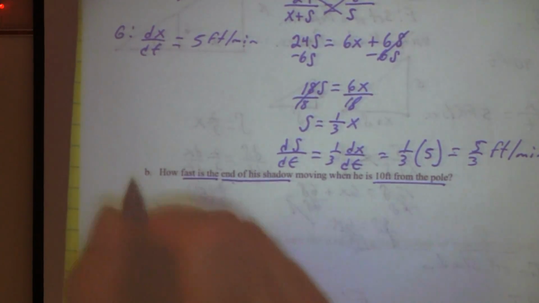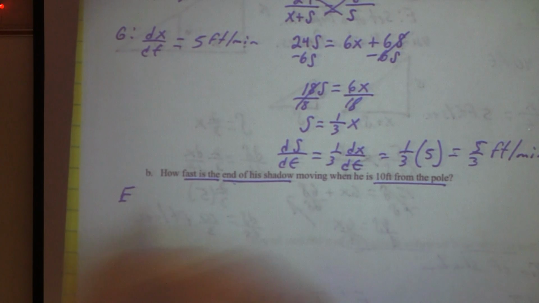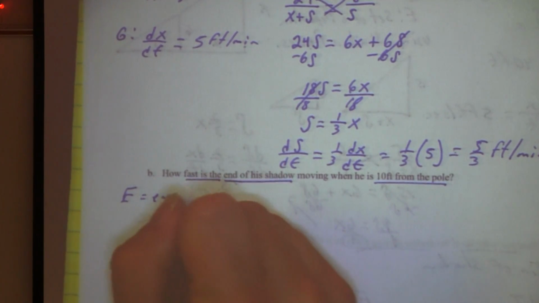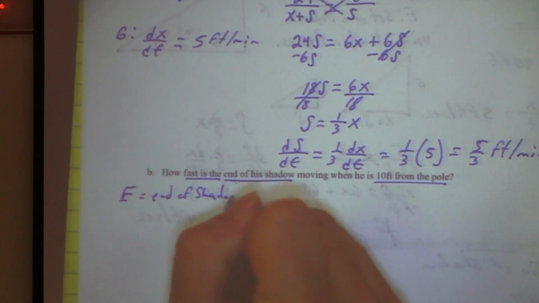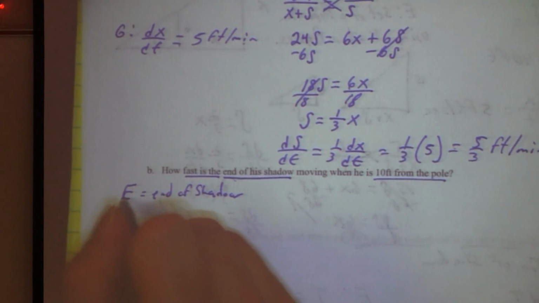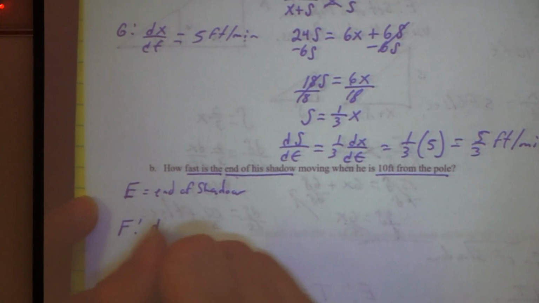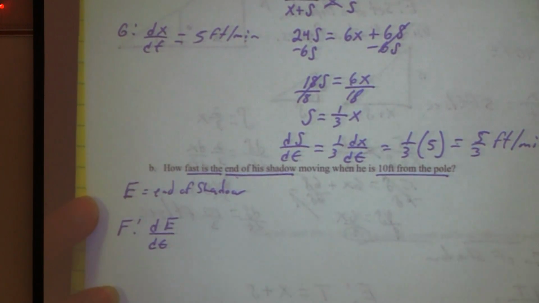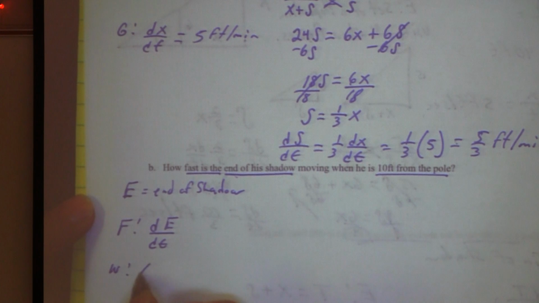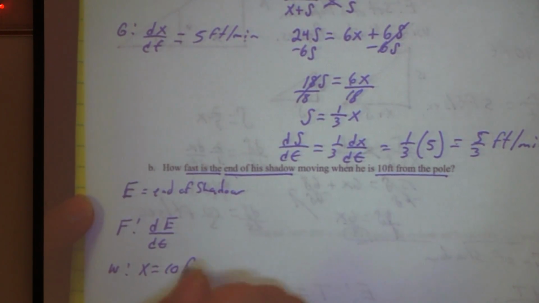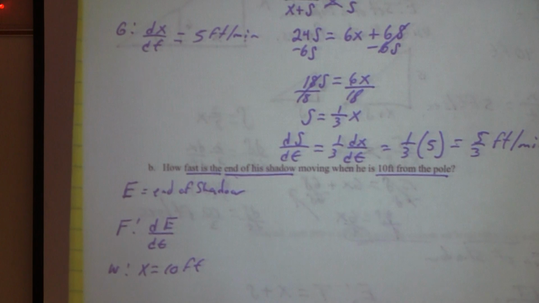Yes. What letter do you want to use to represent that? E for end of what? Shadow. So what's going to be my find? dE/dt, when x equals 10 feet, given dx/dt equals 5 feet per minute.